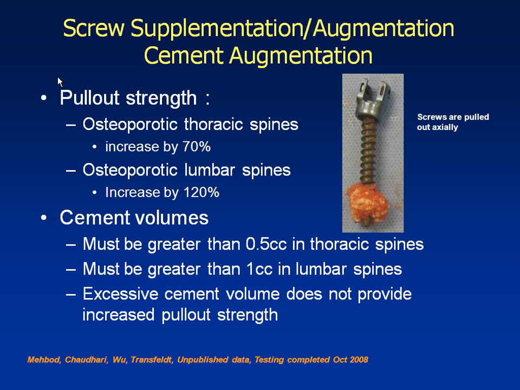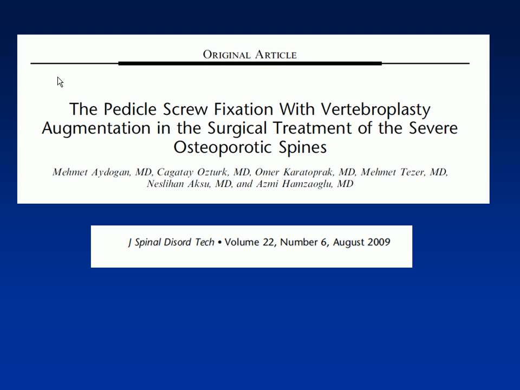So this study by Mayput from Minnesota has shown that pull-out strength has been increased at least 70% in the thoracic spine when augmented by cement, and this increase has been found to be 120% in the lumbar spine. In this study, cement volumes were determined to be at least 0.5 cc in the thoracic spine and 1 cc in the lumbar spine. One of the interesting points of this study was that excessive cement volume does not provide increased pull-out strength, which I suspect a little bit.